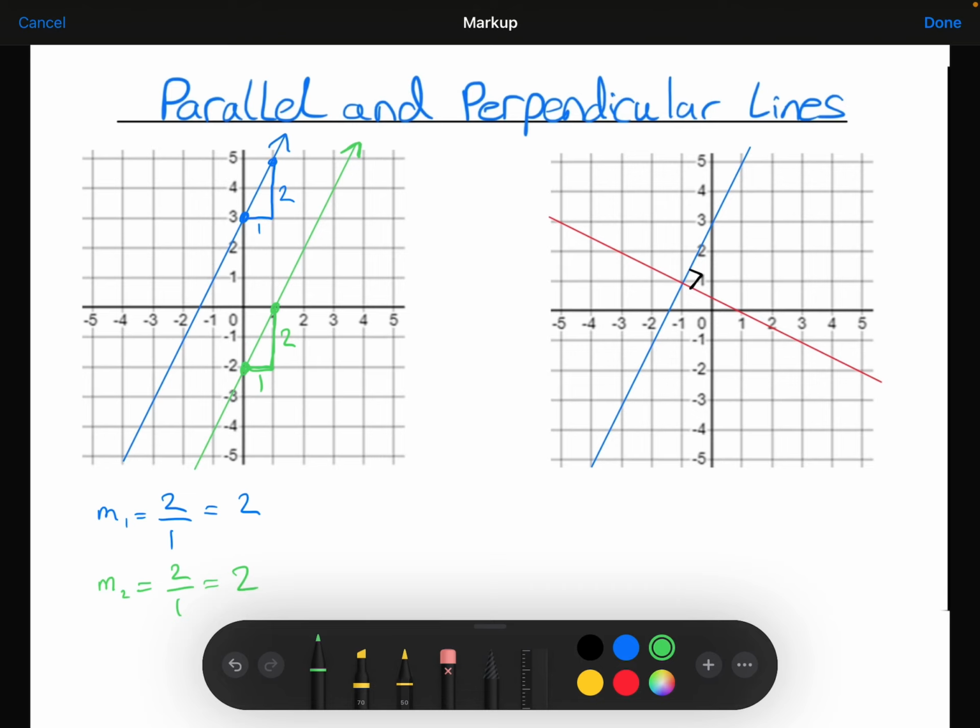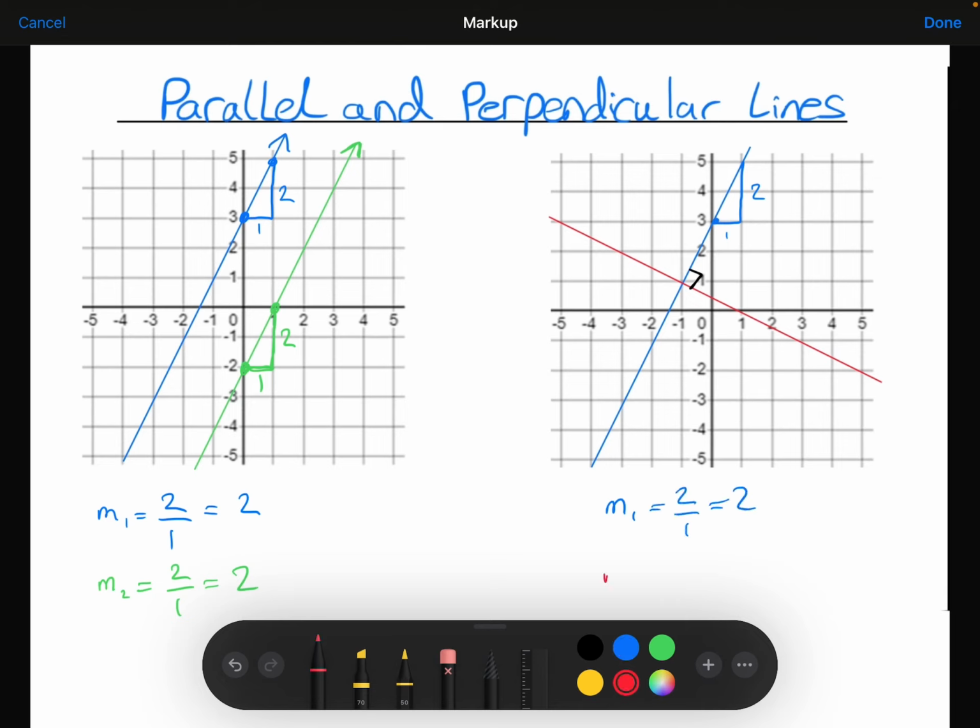And so you can see that the gradients of those lines are the same. They have the same steepness, they're going in the same direction, they are parallel. Right, let's look at the second diagram. The blue line is exactly the same as it was for the first diagram. The gradient is 2.